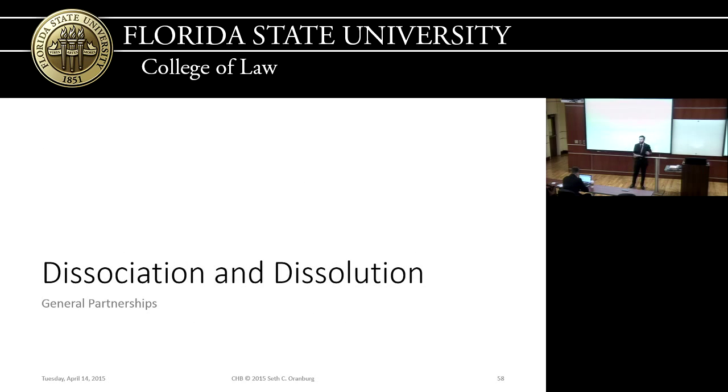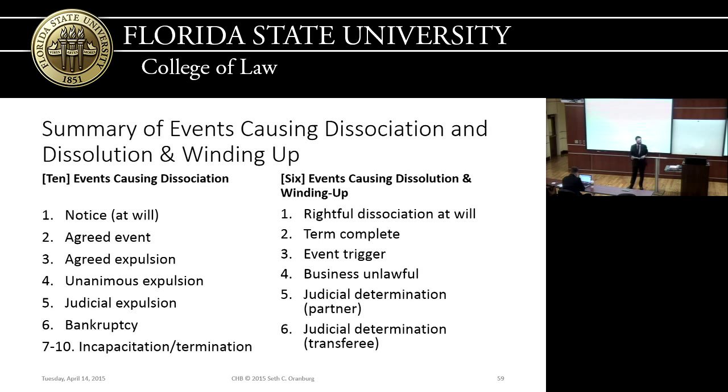Okay. So moving on to disassociation and dissolution. Disassociation is when a partner leaves a partnership. Dissolution is when a partnership begins the process, but does not end the process of ceasing to exist, and that process is the process of winding up, resulting in a termination or liquidation. There are 10 events that can cause a disassociation, and another 6 that can cause dissolution and winding up. You'll see that they are somewhat similar.